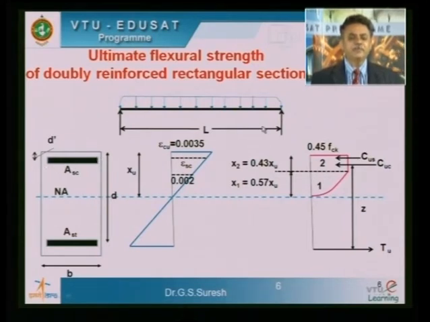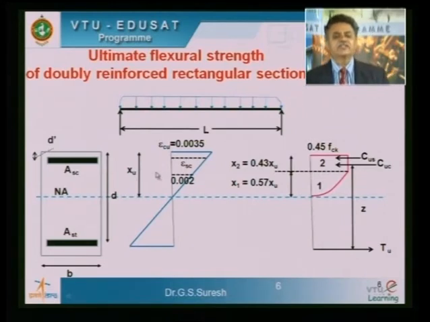In case of a simply supported beam, I have told you several times that the compression zone occurs at the top and tension zone at the bottom. So the steel which I provide at the bottom in this simply supported beam is called tension steel. The steel in the compression zone is called compression steel, denoted by Asc. The distance from the center of gravity of the steel reinforcement in compression zone to the compression face is called d dash. So here you can see this depth, I call it the effective cover d dash. Let us look at the strain diagram.